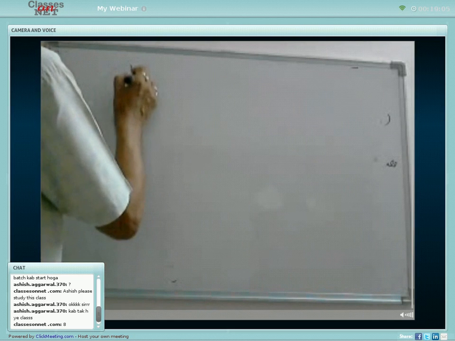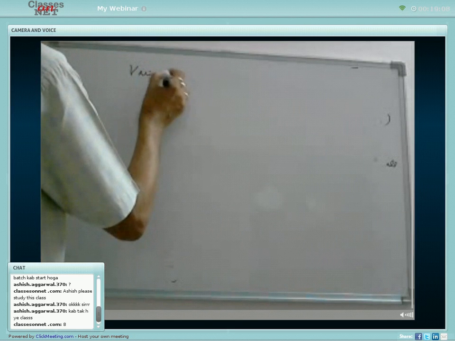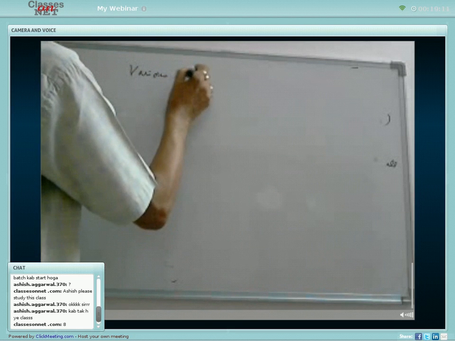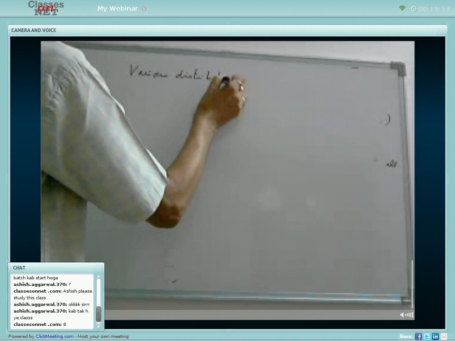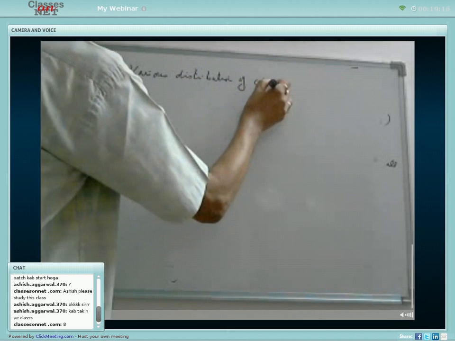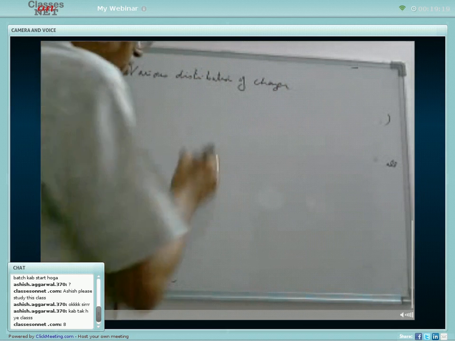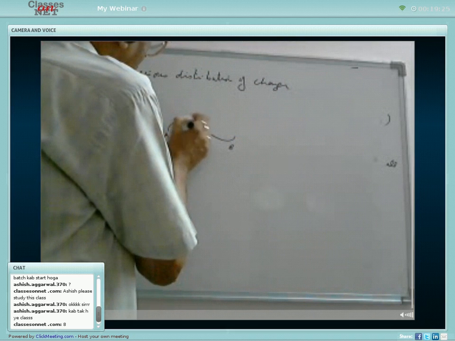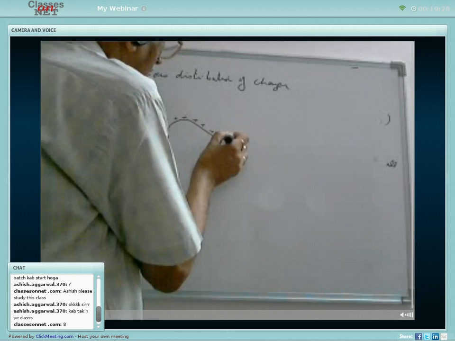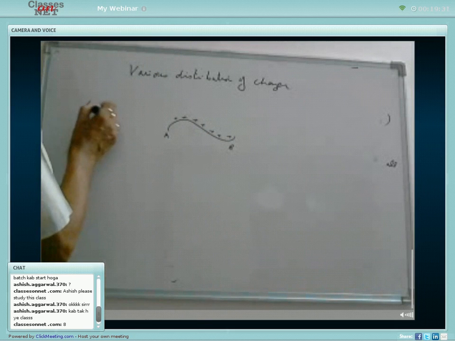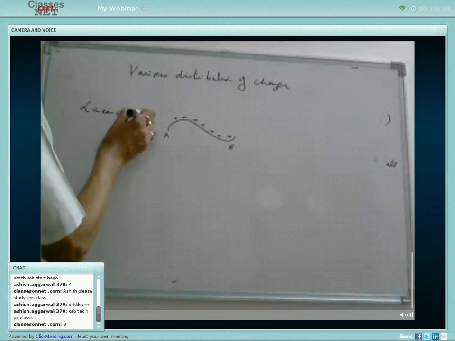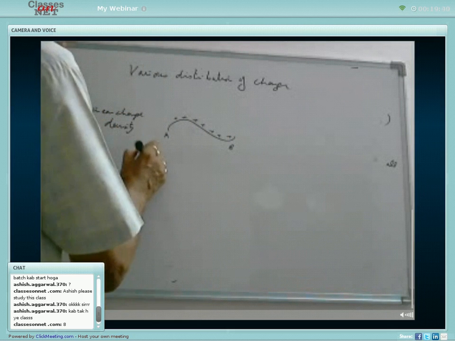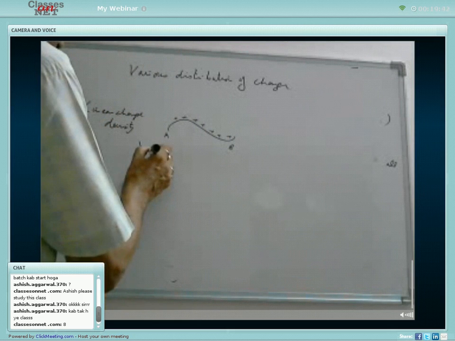After this, we can have electric field due to various distributions of charge. We can have linear distribution, A to B, and linear distribution of charge is represented by a quantity known as linear charge density. And we represent it by lambda.